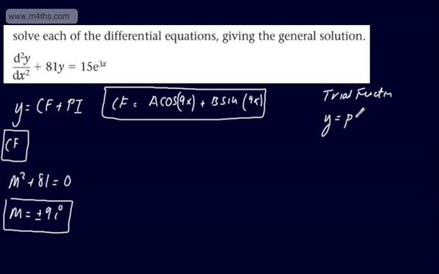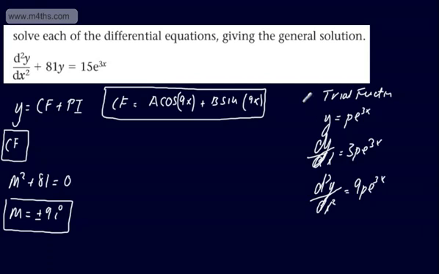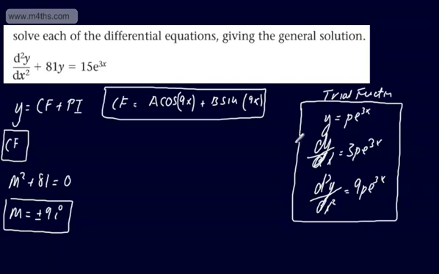y is equal to p e to the 3x. The derivative with respect to x will simply be 3p e to the 3x, and taking the second derivative d2y by dx squared, we will now have 9p e to the 3x. This can now be subbed back through the differential equation to find our particular integral. The way I like to think about it, and again do check that this method is acceptable, we've got one of those and then we have 81 of those. Therefore 9p e to the 3x plus 81p e to the 3x is going to be equal to the right hand side of the differential equation, 15e to the 3x.